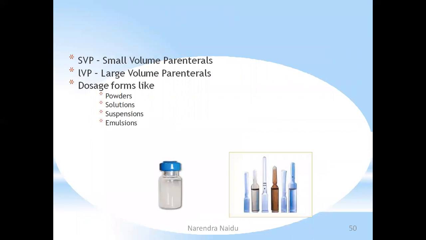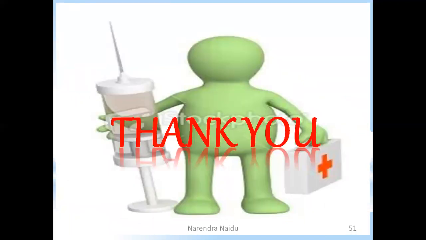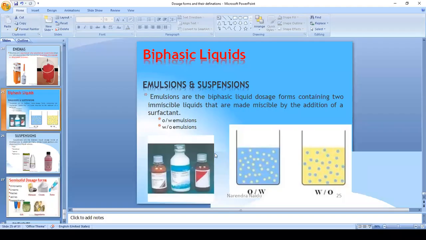These may be of two types: small volume parenterals and large volume parenterals. Small volume parenterals are taken in smaller volumes, and large volume parenterals are available in larger volumes. Different dosage forms can be taken as parenterals: powders, solutions, suspensions, and emulsions. So this is about the dosage forms topic. Totally we have discussed monophasic dosage forms, biphasic dosage forms, semi-solid dosage forms, and liquid dosage forms.